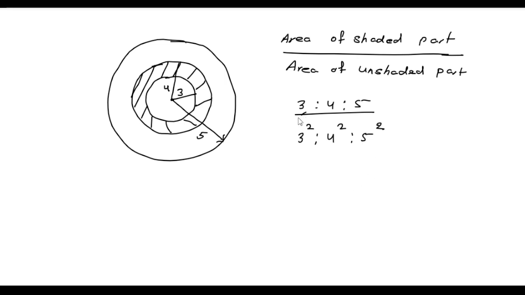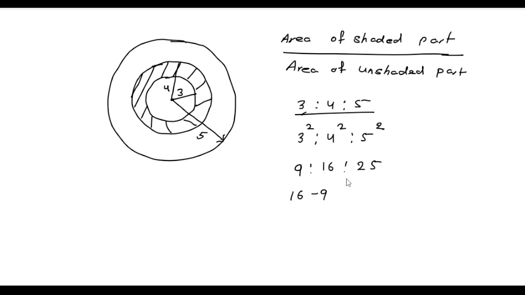Okay. So I have three circles, one with radius 3, one with radius 4, one with radius 5. As their radii are in ratio 3, 4, 5, their areas will be in ratio 3 square, 4 square and 5 square. 3 square is 9, 4 square is 16, 5 square is 25. Now this is the ratio of their areas. If you see, this shaded area is nothing but the area of the circle with radius 4 minus the inner one, 16 minus 9.